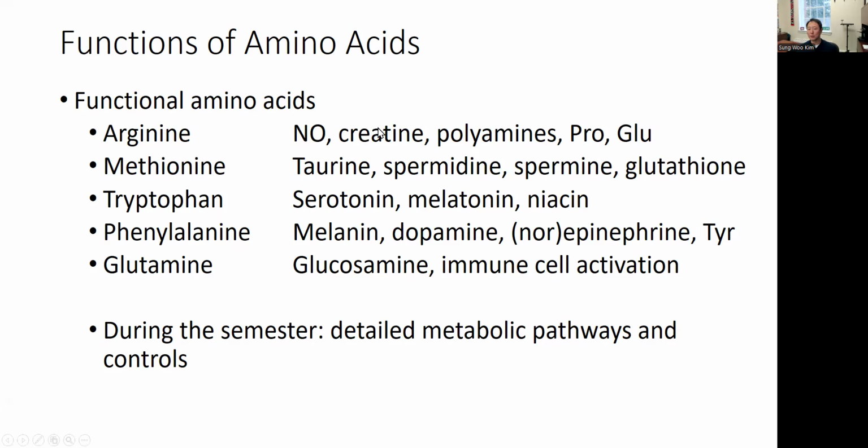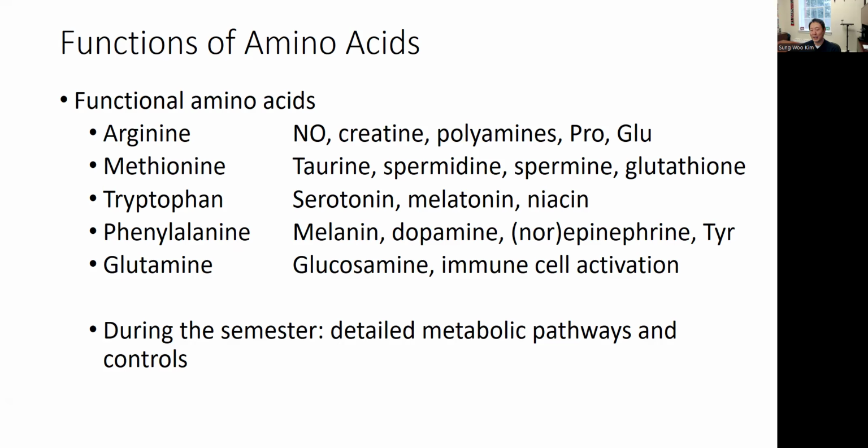And also, arginine is known to be converted to creatine. It is related to providing energy in the muscle. And also, arginine is converted to polyamines that we also use for cell proliferation, including making the blood vessels and so on.